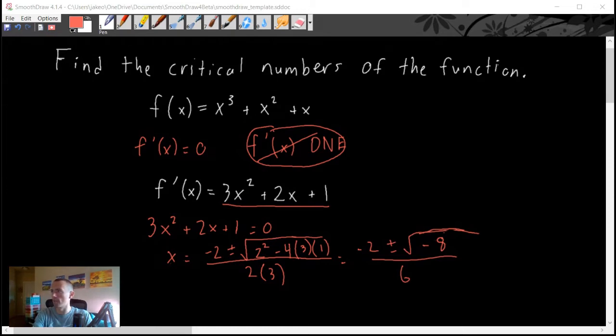Okay, perfect. So basically what this tells us is that this function here does not have any critical numbers. There's no places where the derivative equals 0. There's no places where the derivative does not exist. So this function actually does not have any critical numbers.